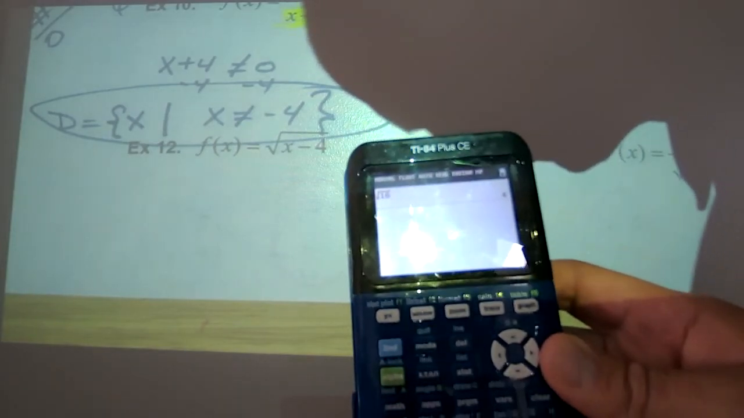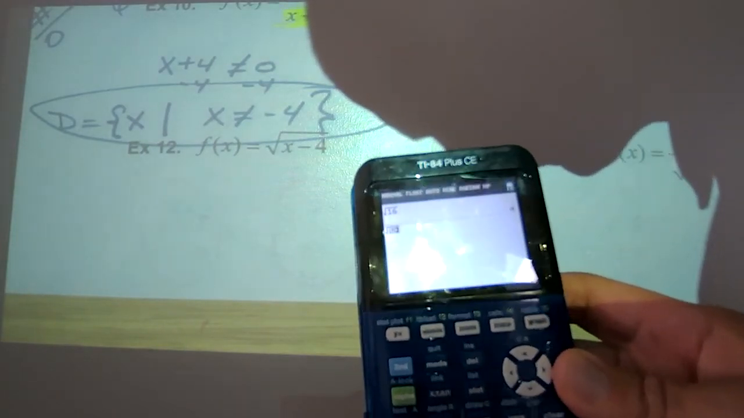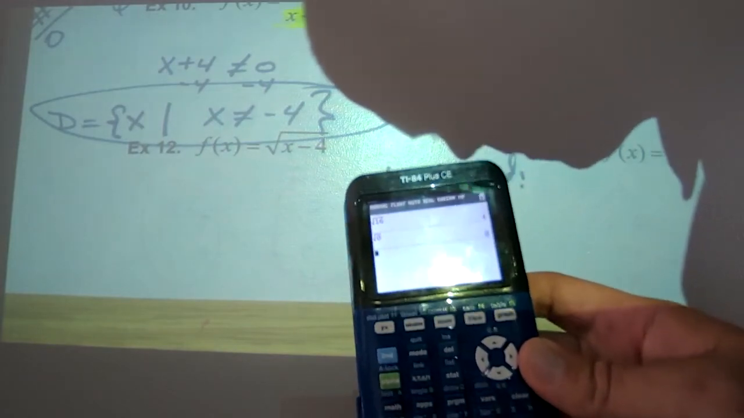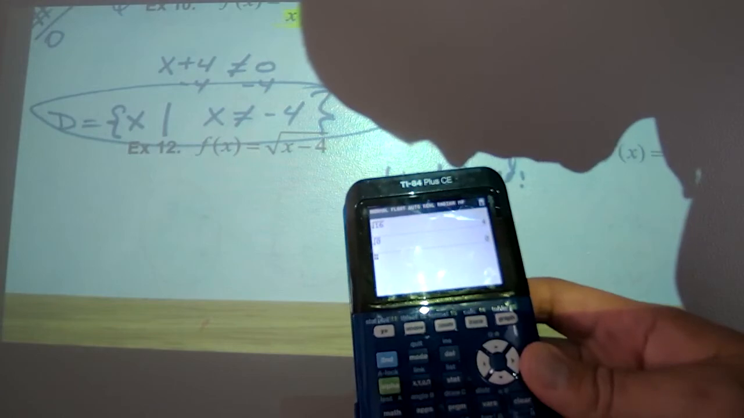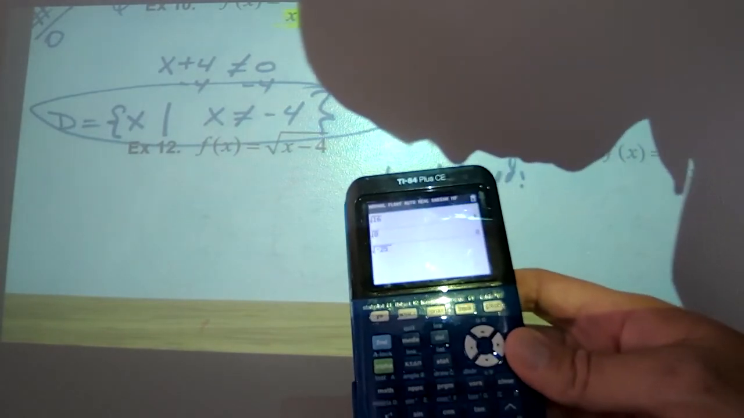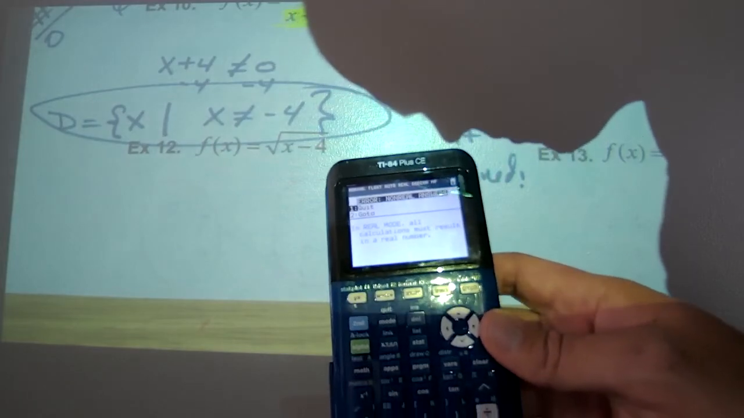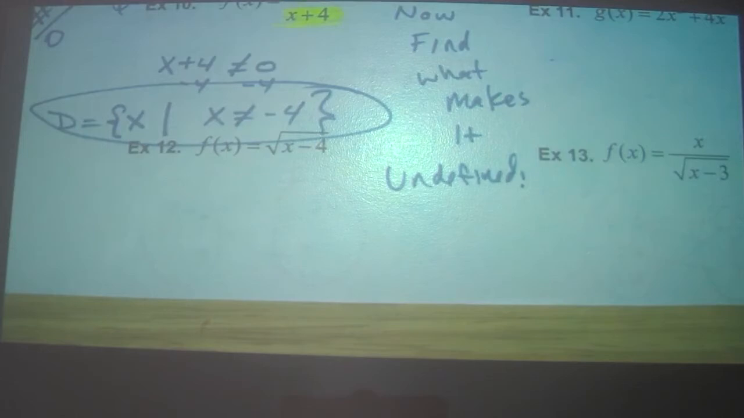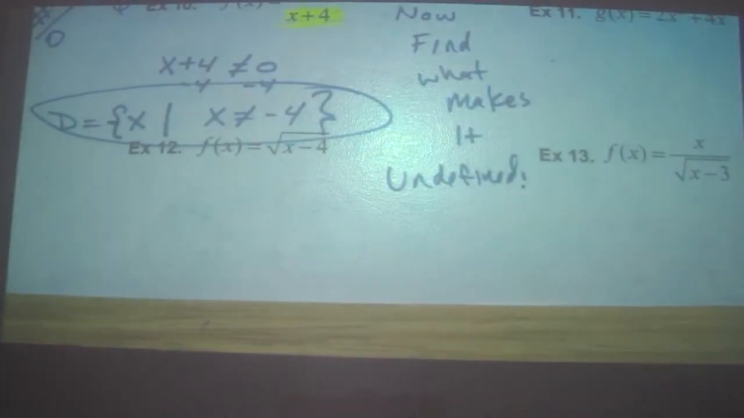If I do the square root of 0, I get 0. But if I do the square root of any negative number, let's say negative 25, I get an error message, non-real answer. That's undefined in the real world, okay? I don't know if you could see that or not, but you can't do square roots of negative numbers, okay?